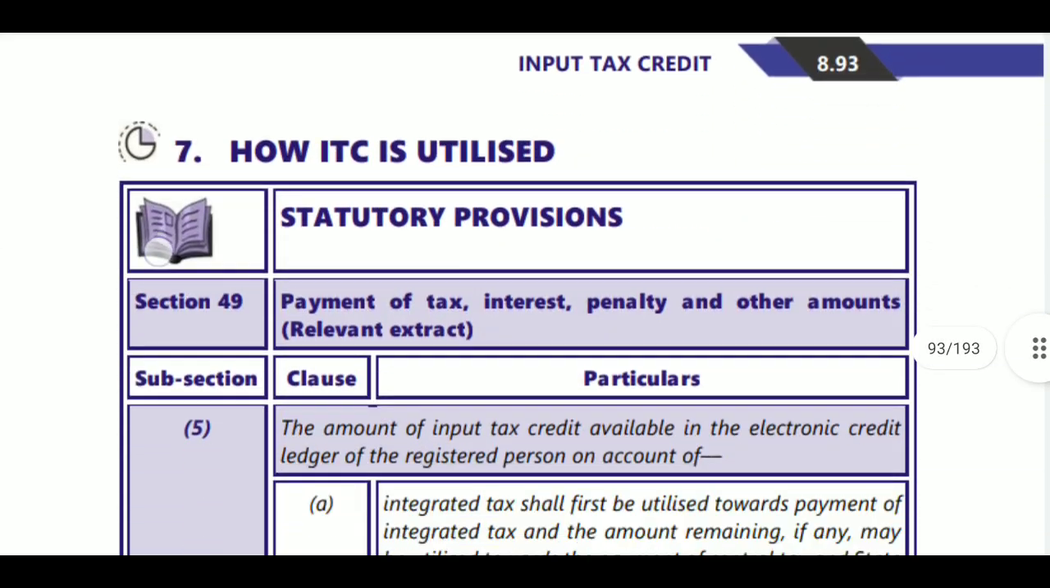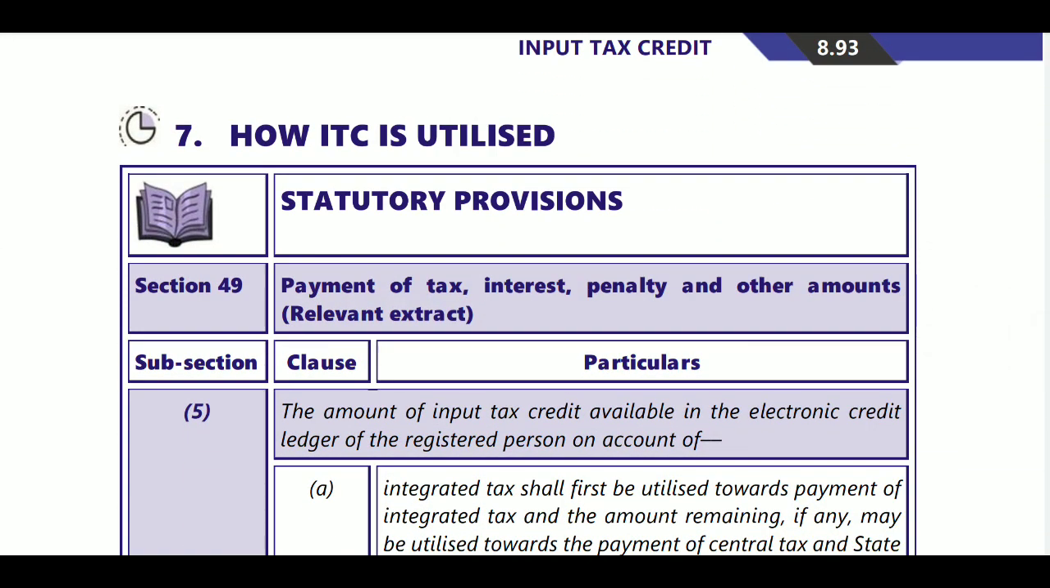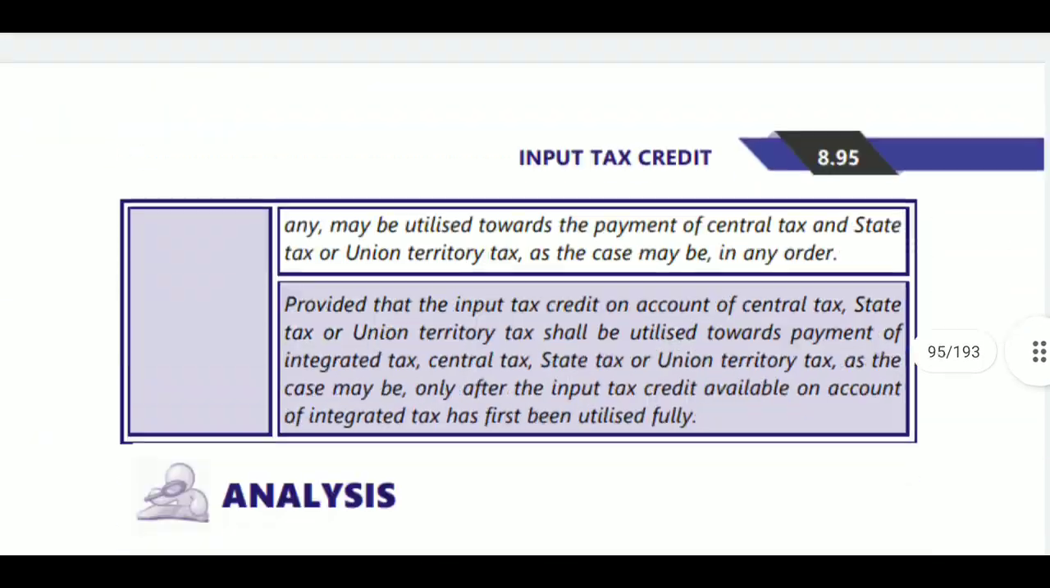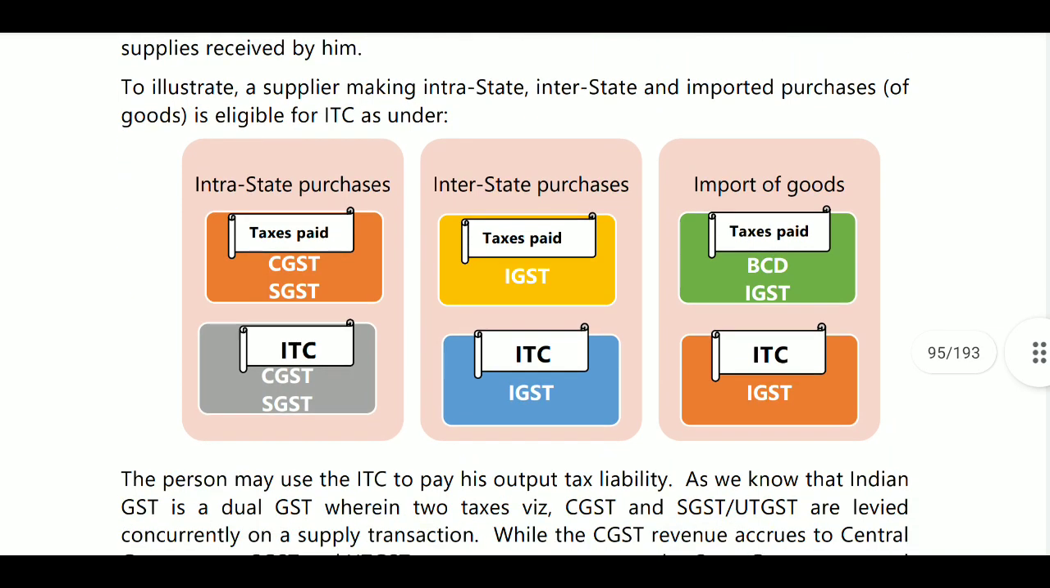Next, how ITC is utilized. How will ITC be utilized? If you have ITC of CGST paid, SGST paid, UTGST paid or IGST paid, whatever amount you have paid and whatever ITC you have, you must utilize it based on apportionment rules. So how can you utilize it?